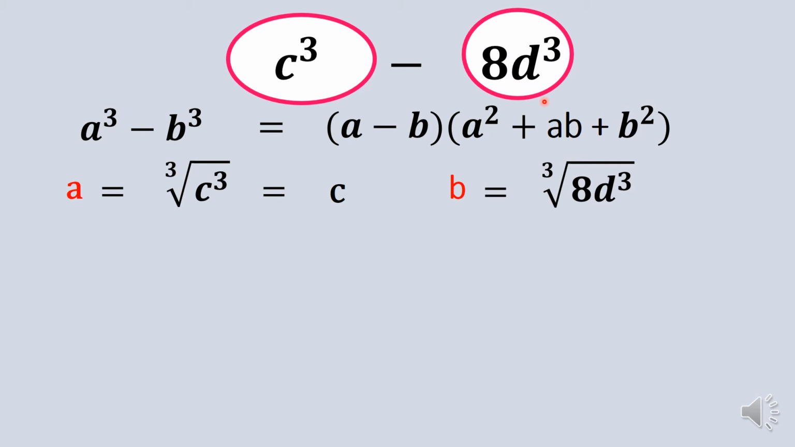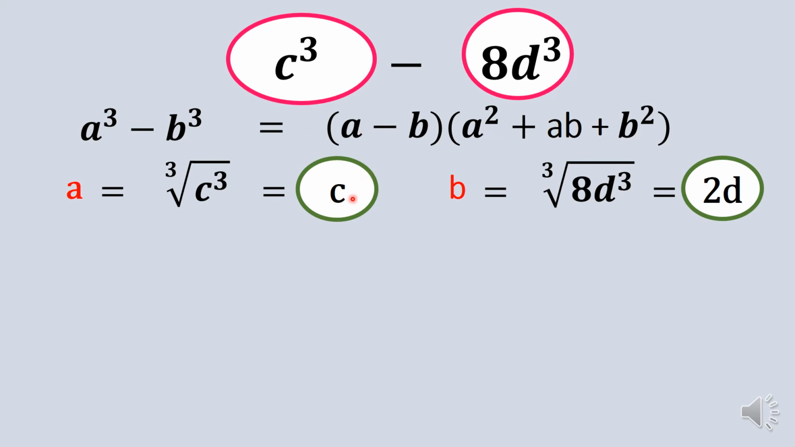So again, ano yung number na kapag tinimes mo sa sarili niya 3 times, ang magiging sagot is 8. The answer is 2. And then for the cube root of d cube, so simply d. So therefore, ang a natin is c, and then yung b natin is 2d. So ito ulit yung gagamitin natin to substitute dito sa ating factored form.